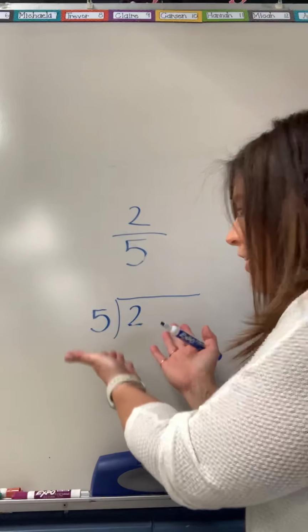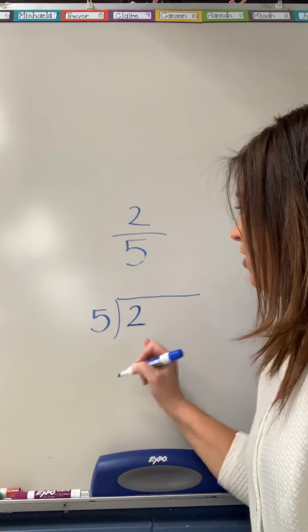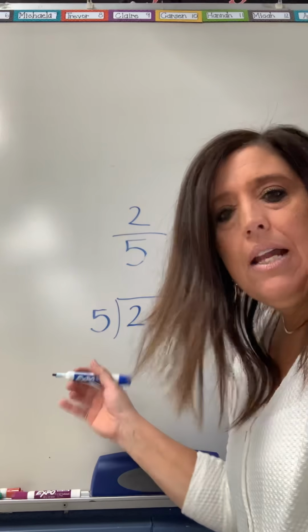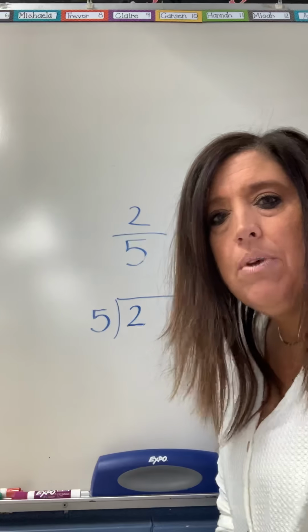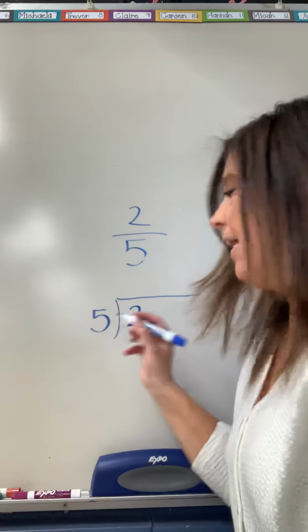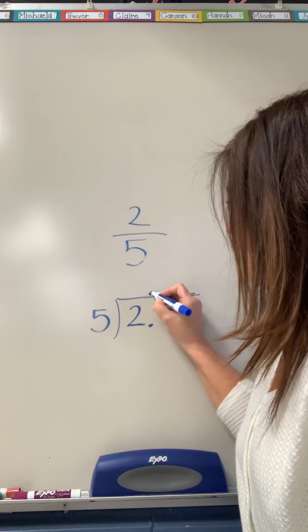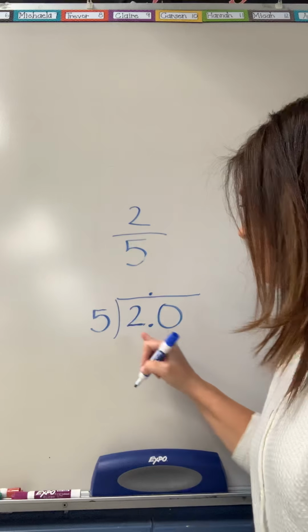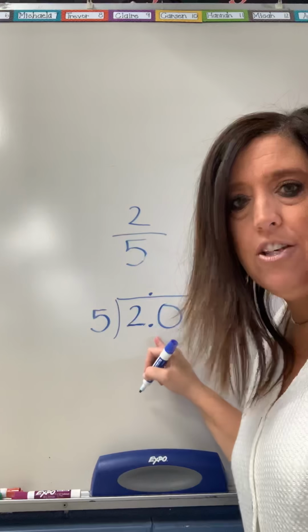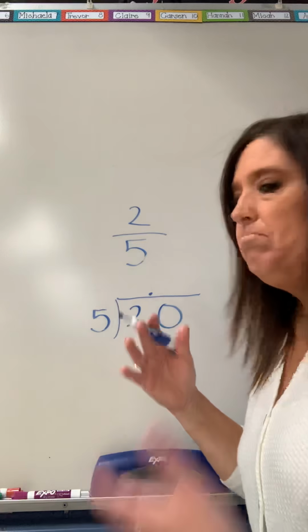How do I go about figuring out an answer for this? Well, we know that we can't just have 2 and split it up 5 ways. So we're going to go ahead and keep on dividing. What did we learn to do to allow yourself to keep on dividing? We learned that you can put a decimal point right here, pop it straight up into our answer, and then we can add zeros because the value of 2 has not changed. This is still 2. So now I'm saying 5 goes into 2 0 times.